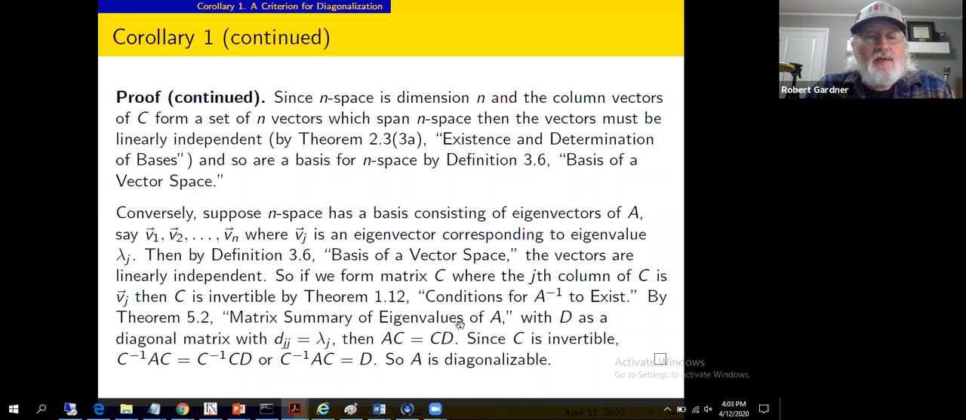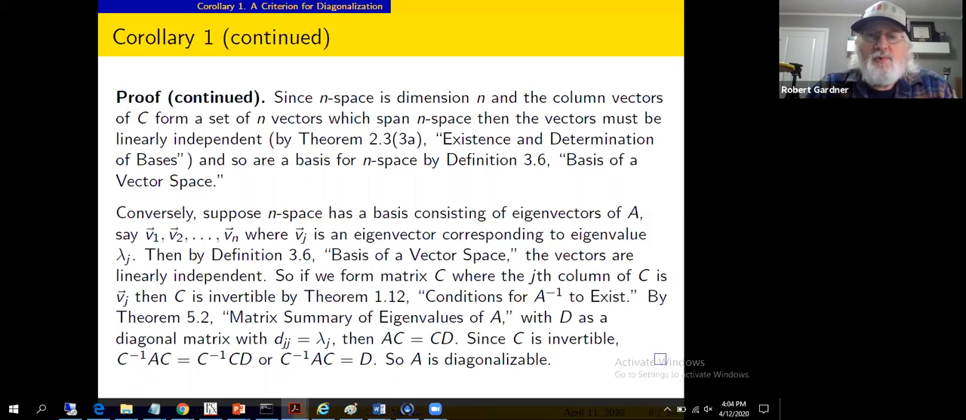All right. We know if we create matrix D using as the diagonal entries, little d sub jj, the eigenvalues, then we will get A times C equals C times D, because we've used eigenvectors for the columns of C and eigenvalues for the diagonal entries of D. C is invertible. We just had that conversation. So we can multiply both sides on the left by C inverse to produce C inverse AC equals D, and that's what diagonalizable means.